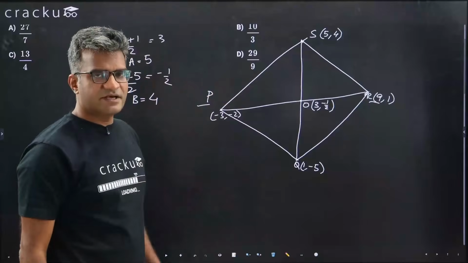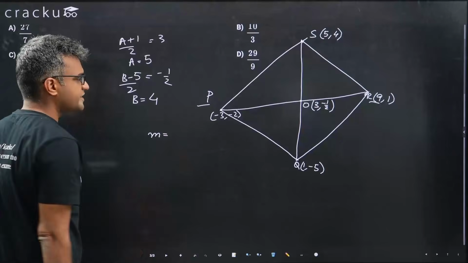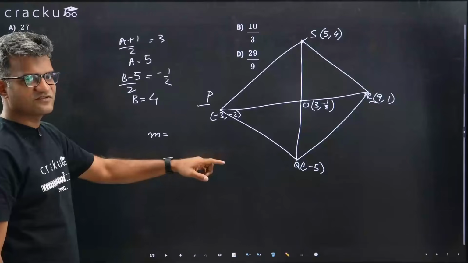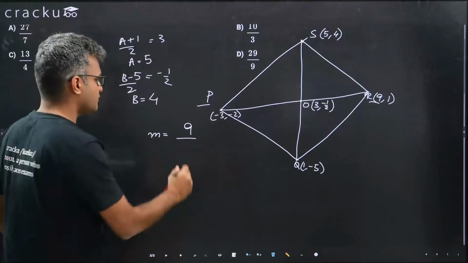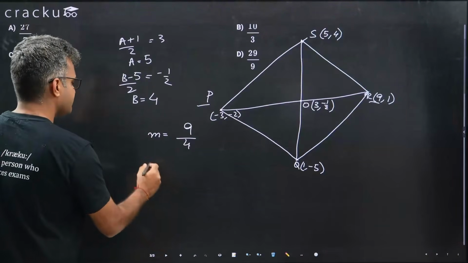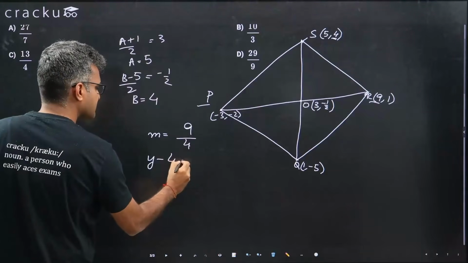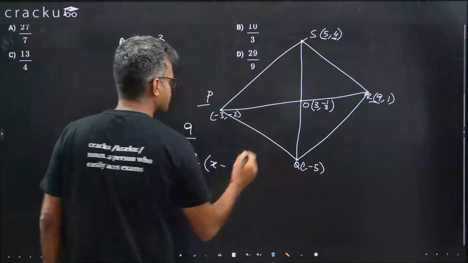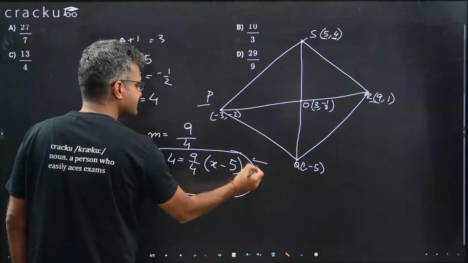Now we can easily calculate the equation of the line SQ. What is the slope of SQ? Slope is difference of the y coordinates divided by the difference of the x coordinates, which is 4 minus of minus 5, which is 9, divided by 5 minus 1, which is 4. This is the slope of the line SQ. So the equation of SQ will be y minus, what is the y coordinate, which is 4, is equal to 9 by 4 into x minus, what is the x coordinate? It is 5.